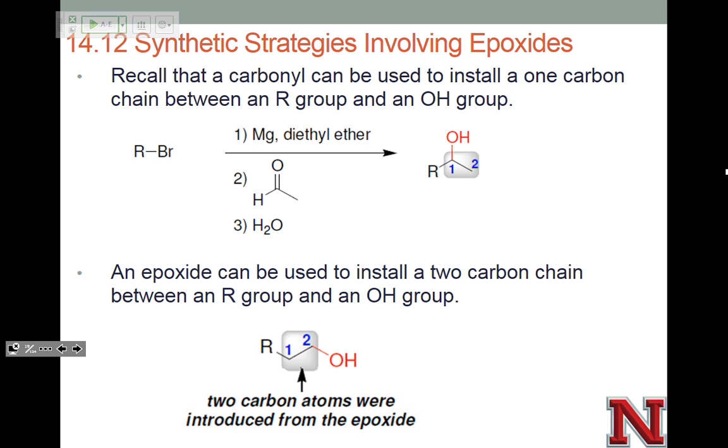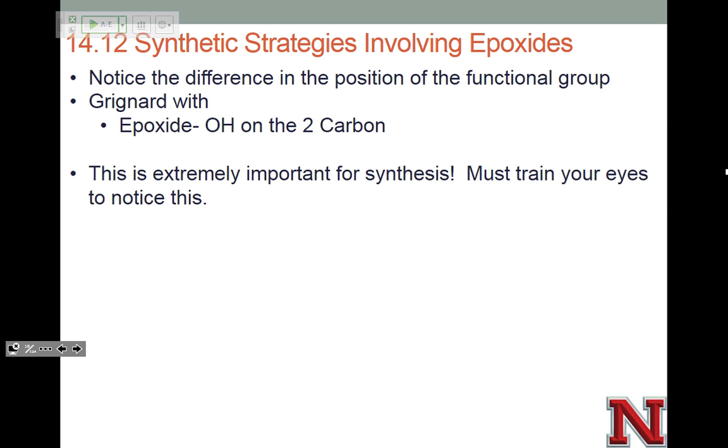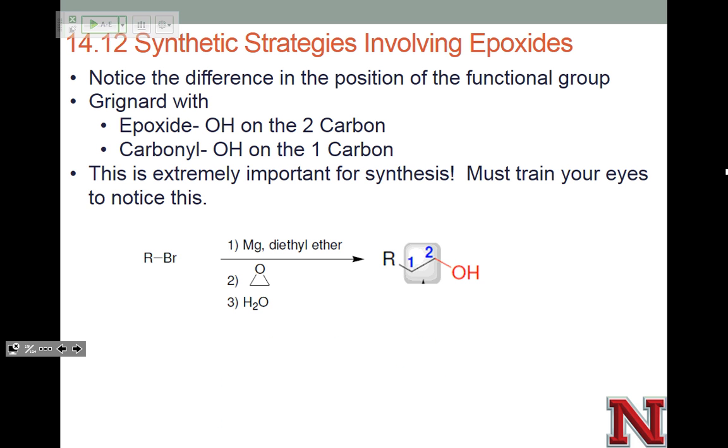So it makes a difference where this new bond is, and you have to pay attention to that in synthesis. So the position is different. This is just the summary. Carbon-oxygen double bond, we attack the alpha carbon here, so the alcohol and the R group are on the same carbon. But with our epoxide, we attack one of the carbons that opens up the ring, so they're on adjacent carbons.